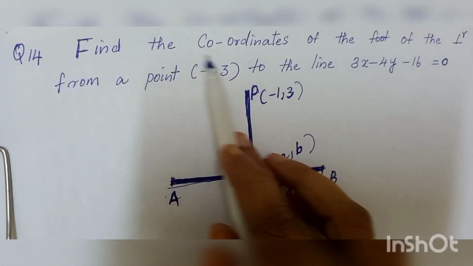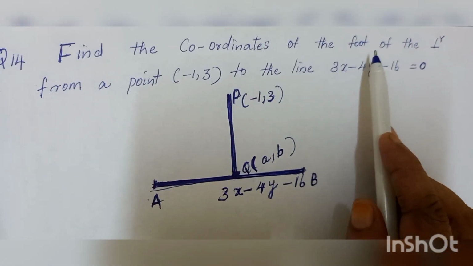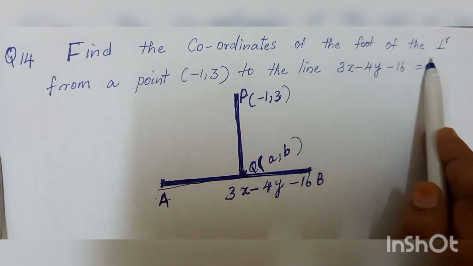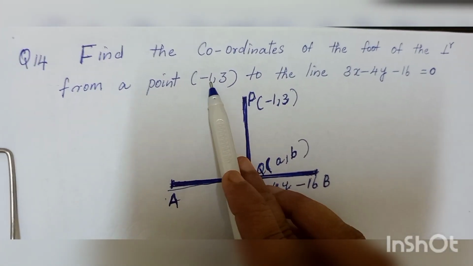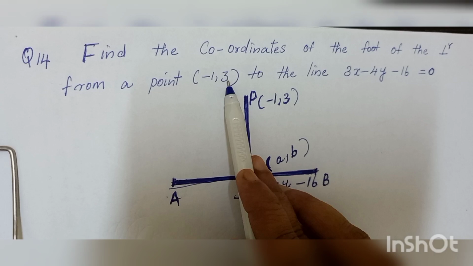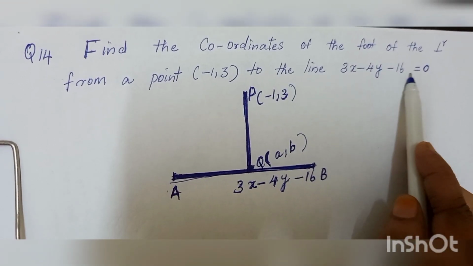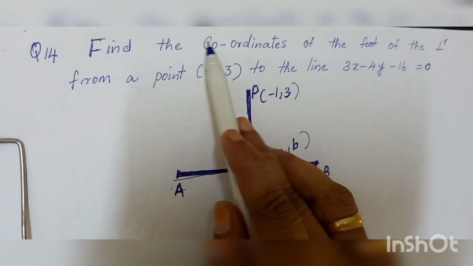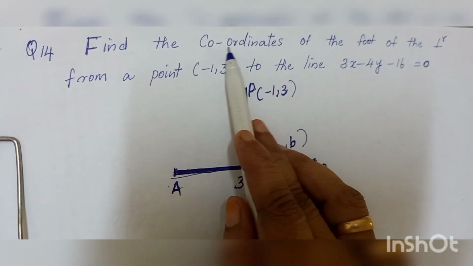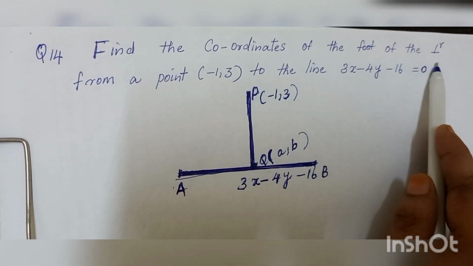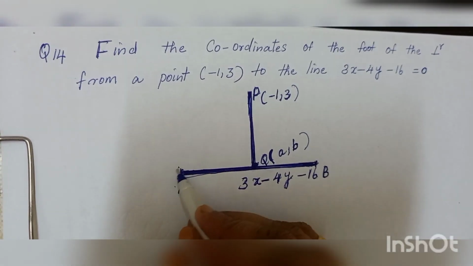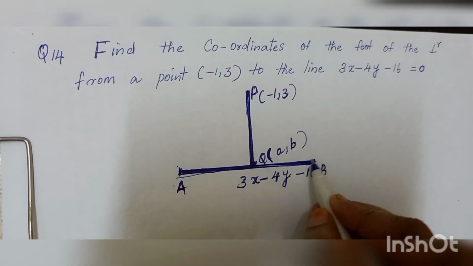Question number 14. Find the coordinates of the foot of the perpendicular from the point (-1, 3) to the line 3x minus 4y minus 16 is equal to 0. So what is the question? We have to find the coordinates of the foot of the perpendicular. See, this is the line.